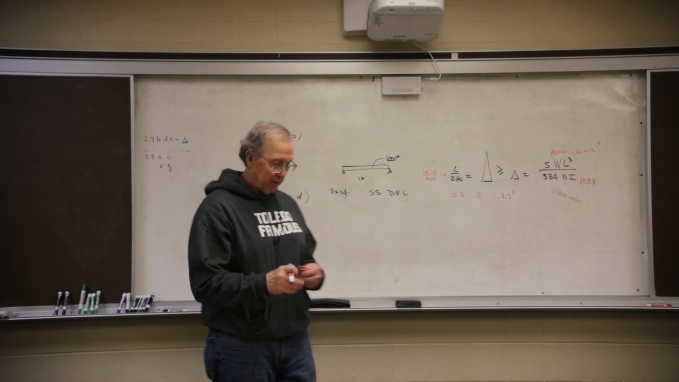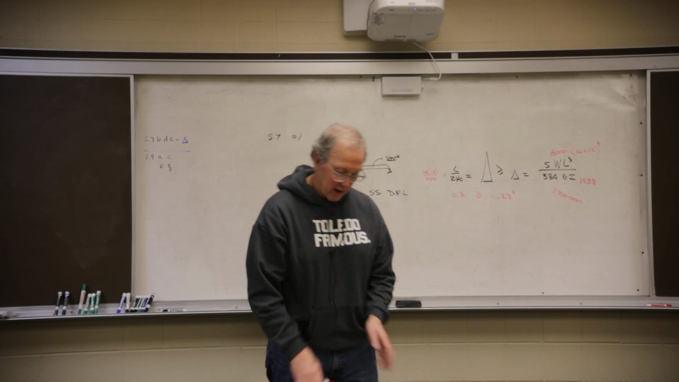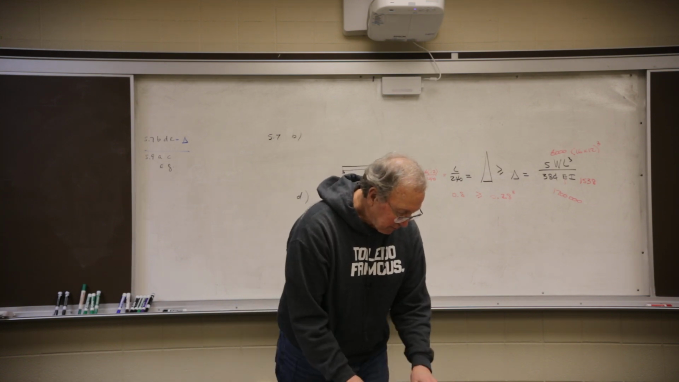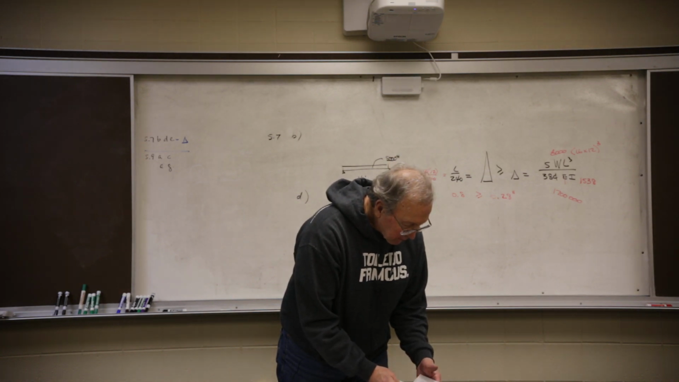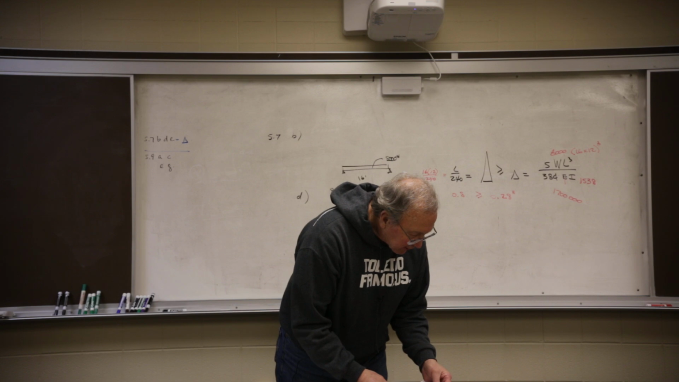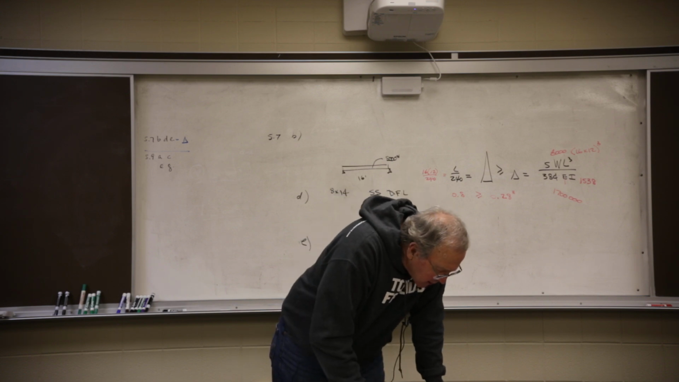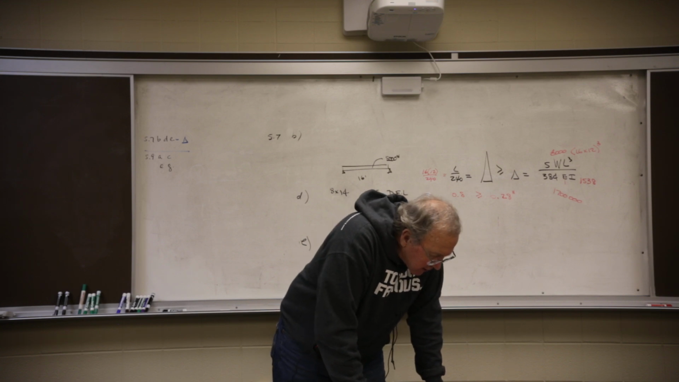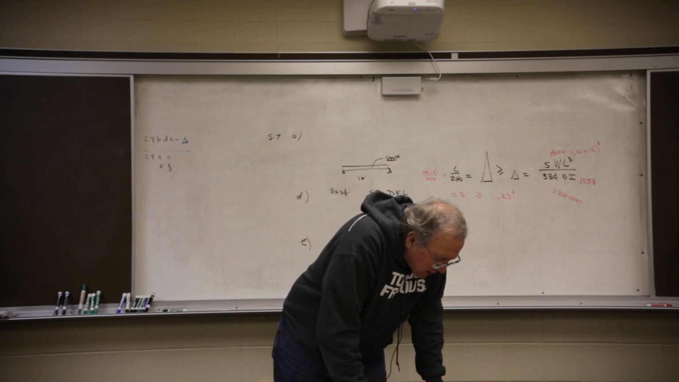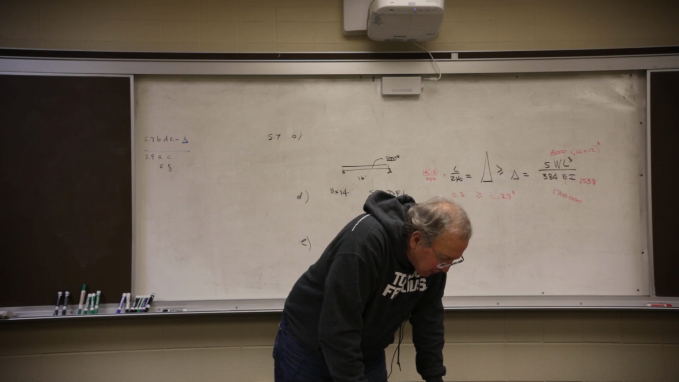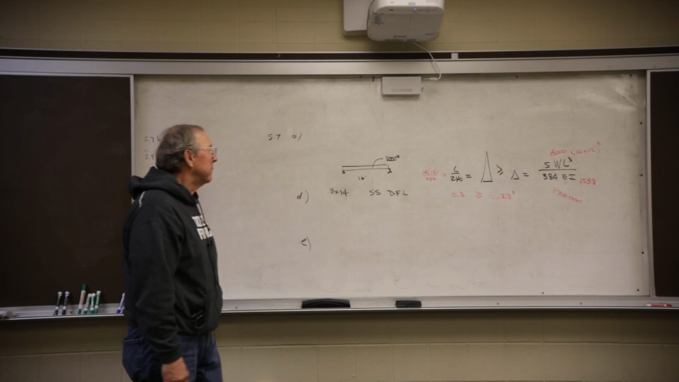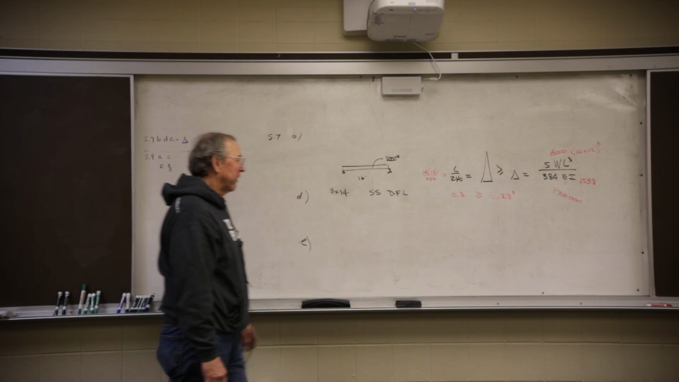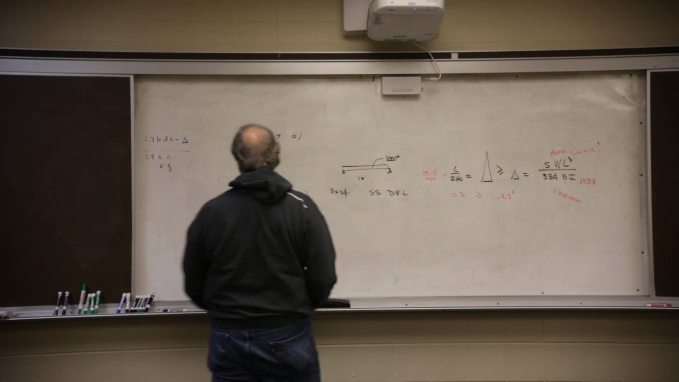Okay, let me look at the last one and see if it's a redundant problem. If it is, we're not going to do it. If it's not, we will. 5.7E. It's the same problem: a simply supported span with a total uniform load of 10 kips, so it's exactly the same. That takes care of deflection. Page 114, that's all you've got to worry about.